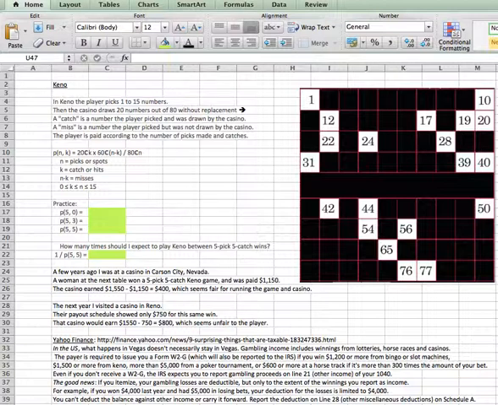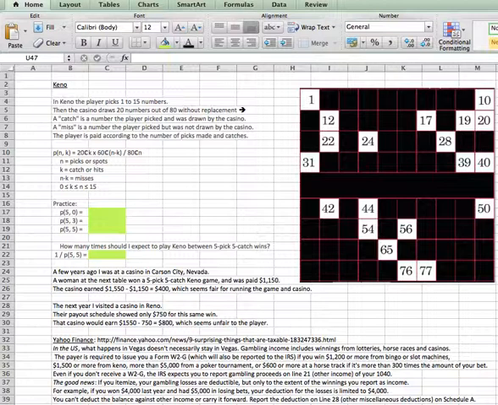Let's take a look at Keno, a casino game. In Keno, the player picks 1 to 15 numbers. Then the casino draws 20 numbers out of 80 without replacement. And here we can see this picture. If you've been to a casino, you probably noticed TV screens in the restaurants and other places that show these numbers popping up on the screen.